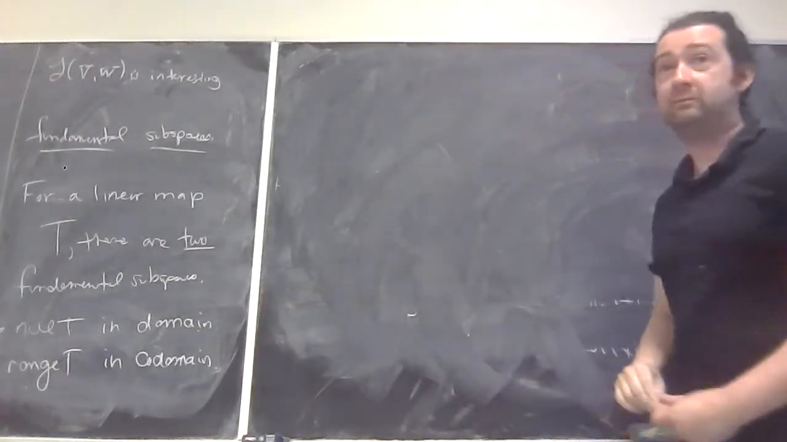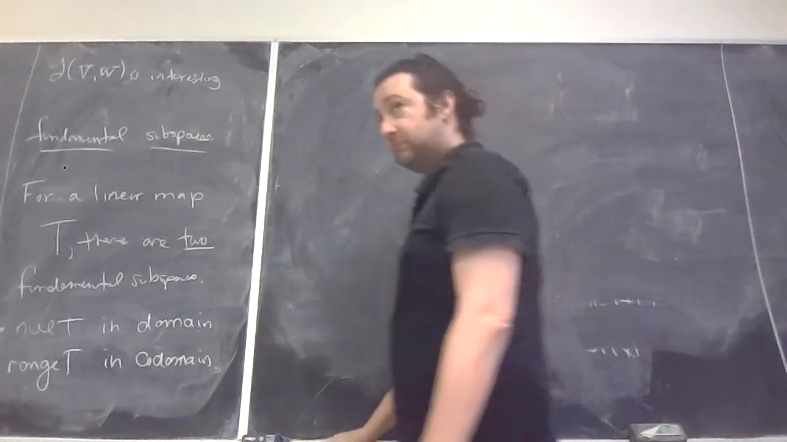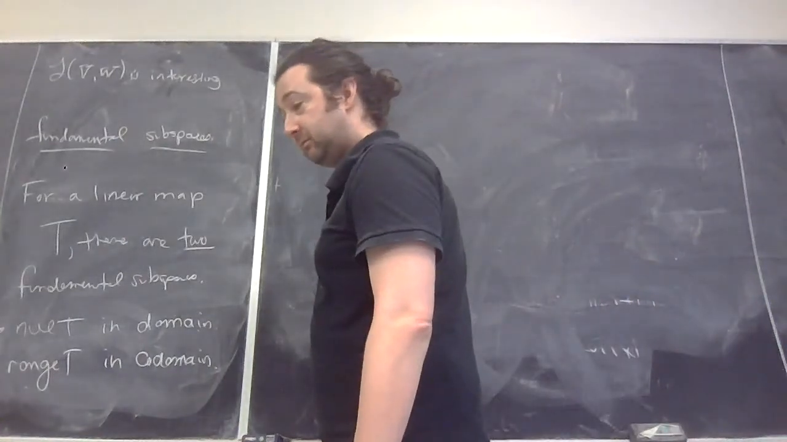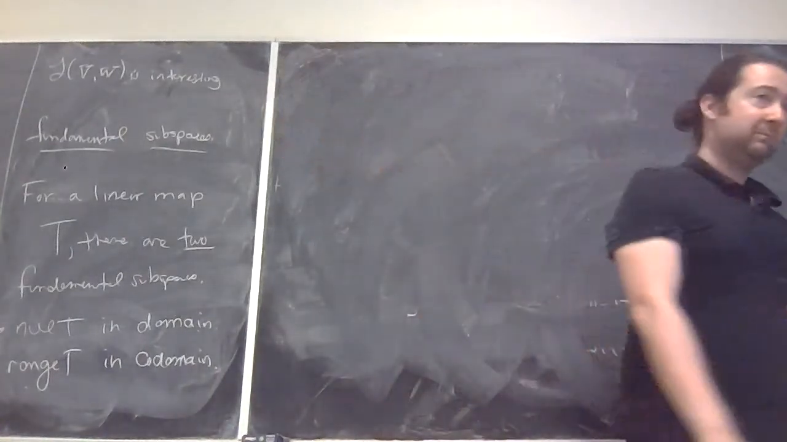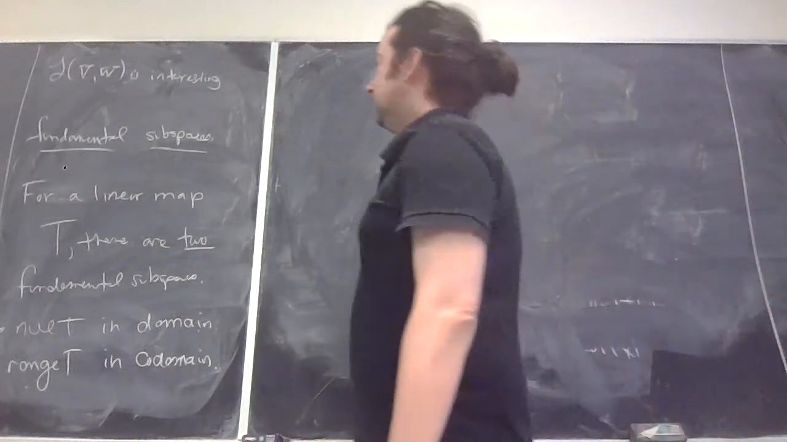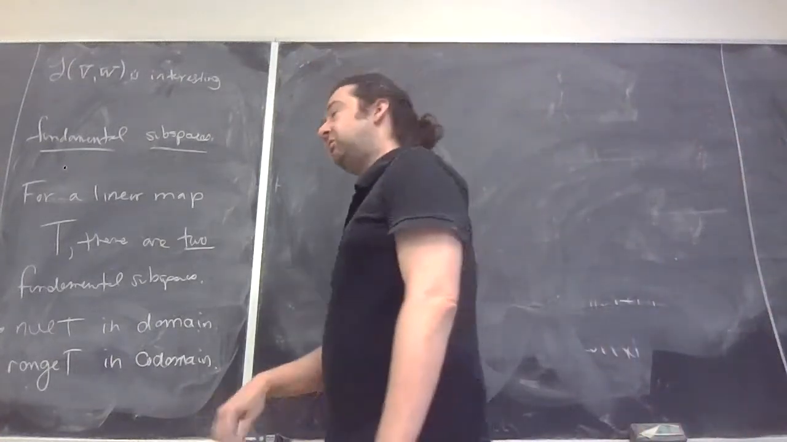We'll say you have a function that takes a real number to a real number. That function might not output all real numbers, but your codomain is the real numbers. So the range of the function might not be the entire codomain.